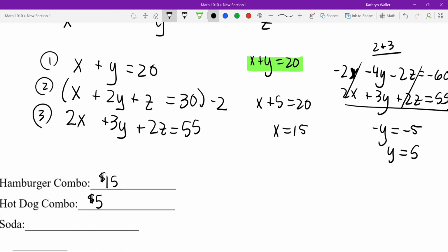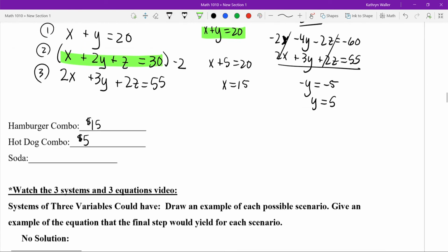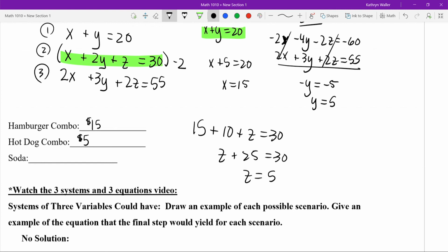Then Z is soda. Remember, the last step in the dance is to go to the top. I'm going to choose equation 2. So X, which is 15, plus 2 times Y, that's 2 times 5 is 10, plus Z equals 30. That gives me Z plus 25 equals 30. Move my 25 over, I get Z equals 5. So a soda, like an extra large soda, is $5.